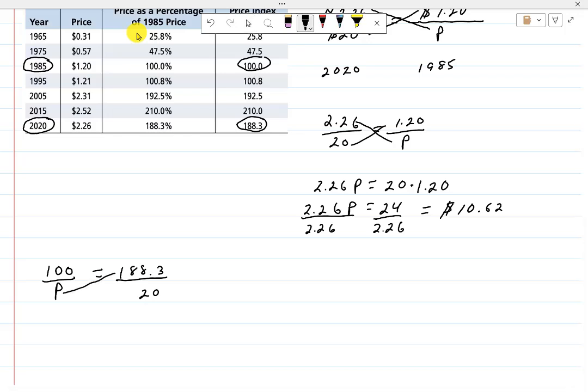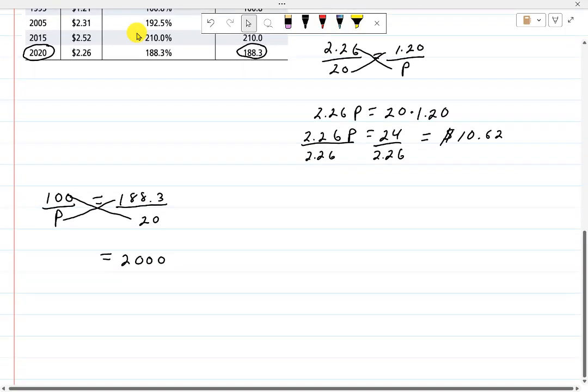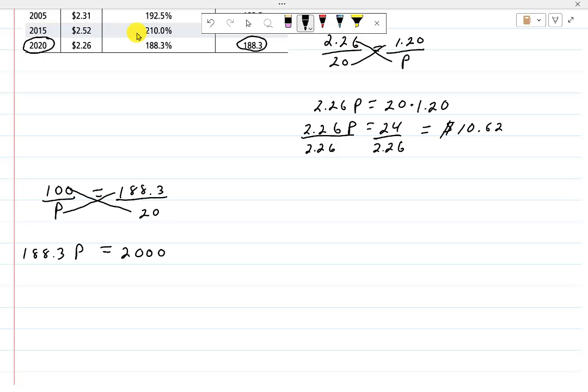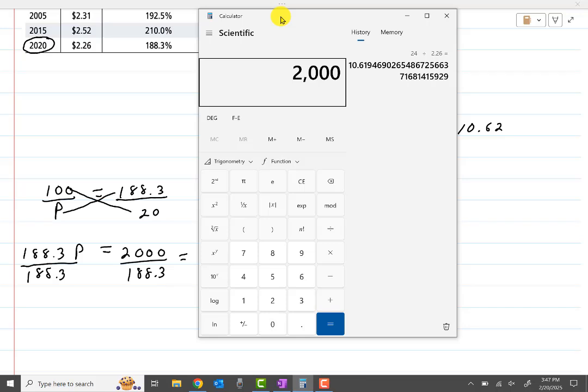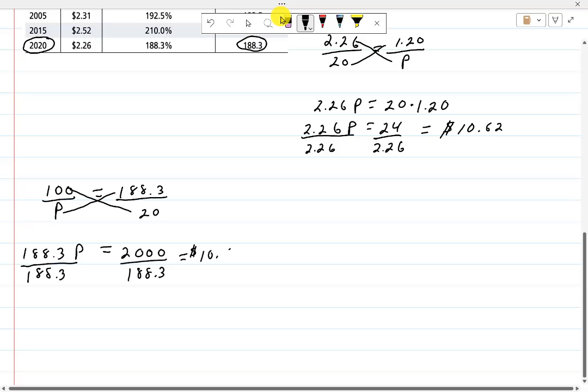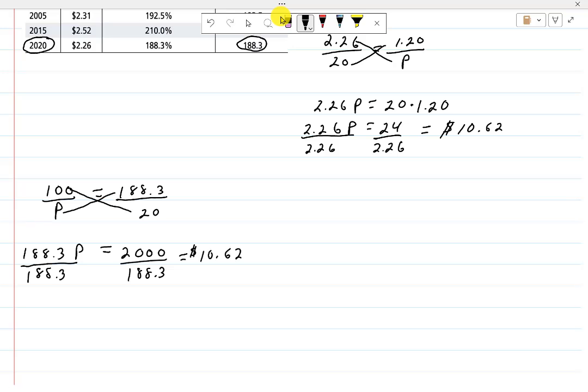So I'll cross multiply. I know I'll get 100 times 20 is 2,000. And on the other side, I get 188.3P. So now to get the price, I'll divide by 188.3. This time, I get about $10.62. So they're slightly different from each other, but they both give pretty much the same kind of answer.